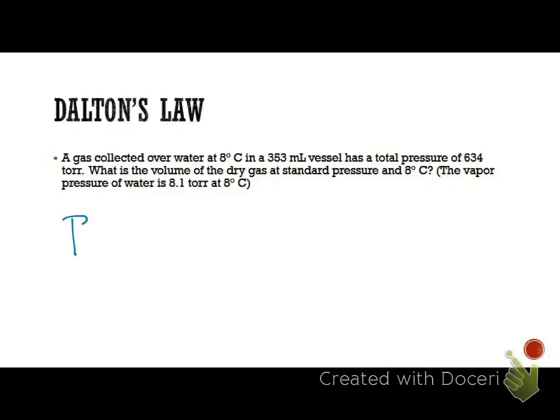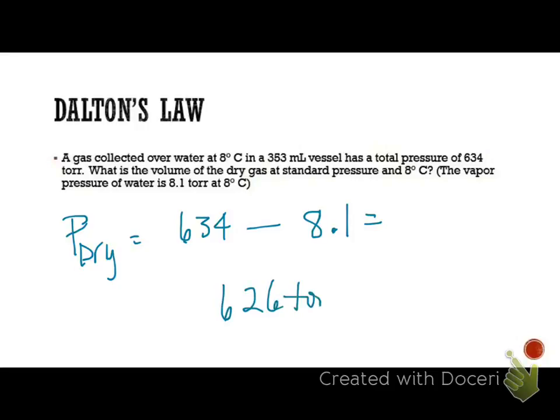So we do P of the dry gas. We would just take the 634, subtract the 8.1, and then we would get 626 torr. That would be our dry gas pressure. So basically you have to correct for the volume, for the pressure, okay? Any questions on Daltons? That's pretty straightforward, if you can add and subtract.